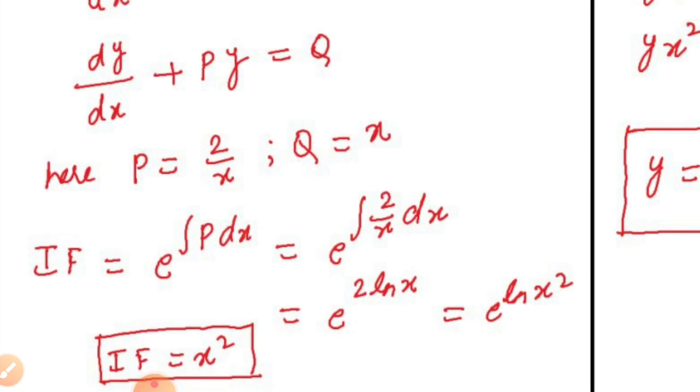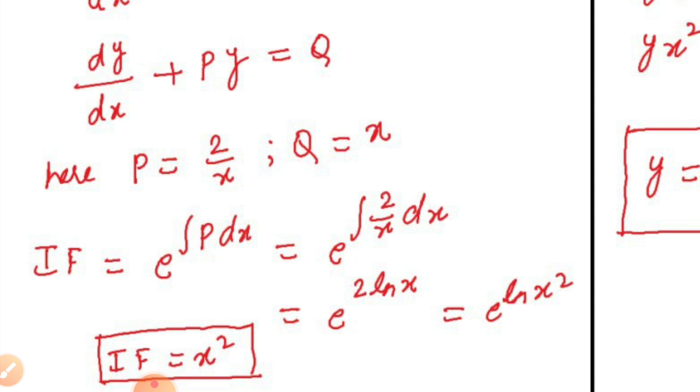power p dx. P is 2 by x here, so we can calculate e to the power integral 2 by x dx. The integration of 1 by x is ln x, so we can write 2 ln x, and using the property of logarithm, we can write this as e to the power ln x square. And again using the properties, we can see that the integrating factor will be x square. Our first step has been completed successfully.